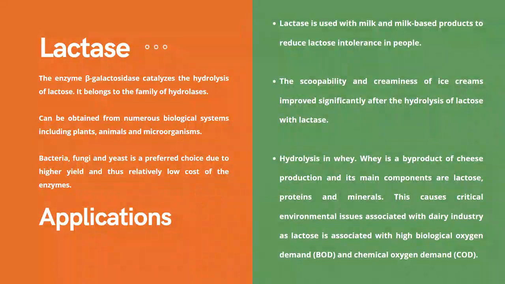If this many people are lactose intolerant, what to do? What industries are doing is using this lactase enzyme in milk and milk products to reduce lactose intolerance in people. This enzyme breaks down the lactose sugar, so whoever is lactose intolerant can consume those dairy products. And also, if you see here, the scoopability and the creaminess of the ice cream improve significantly after hydrolysis of lactose with lactase.